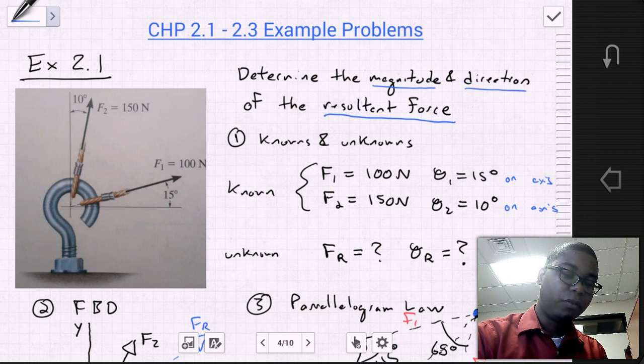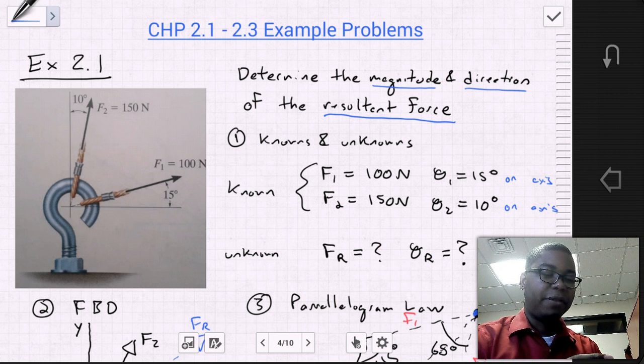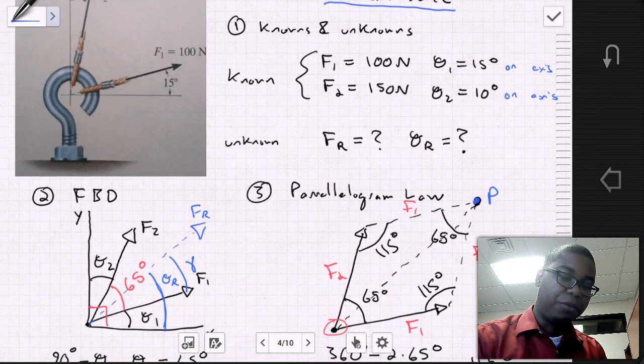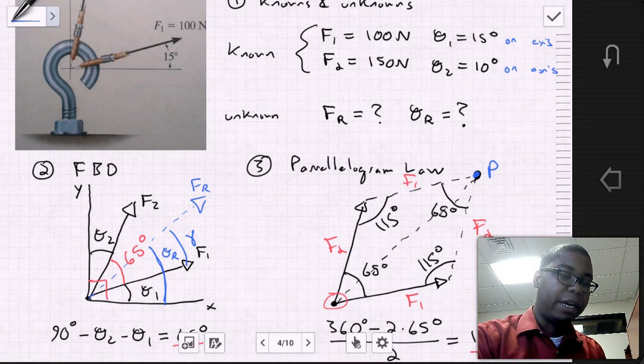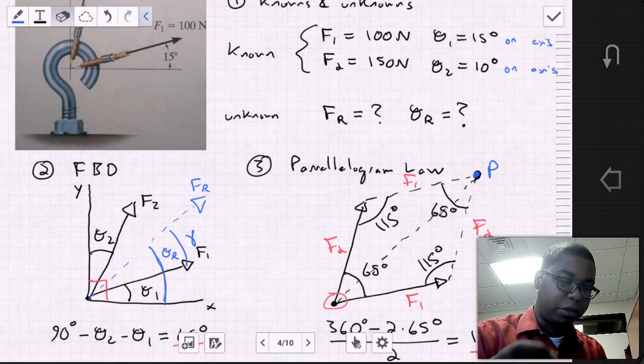Okay? So now that we've listed our knowns and our unknowns, we need to craft a free body diagram. So what we need to do is take the drawing that's given and idealize it and simplify it so that it's easier for us to apply the engineering equations and principles. So let's go ahead and do step 2, which is creating a free body diagram. Now let me take a little bit of time here to clear it up a little bit.